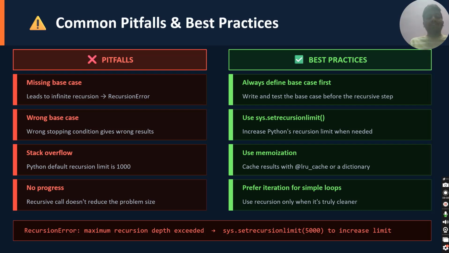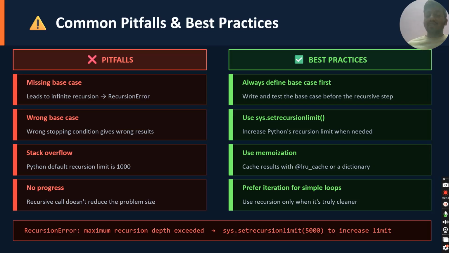So these are the common pitfalls and best practices. Common pitfalls are missing the base case, which leads to infinite recursion and recursion error. The second one is a wrong base case; a wrong stopping condition will give wrong results. Then stack overflow, where the recursion limit is basically 1000. And the last one is no progress: when the recursive call does not reduce the problem size, the recursion has no value itself.